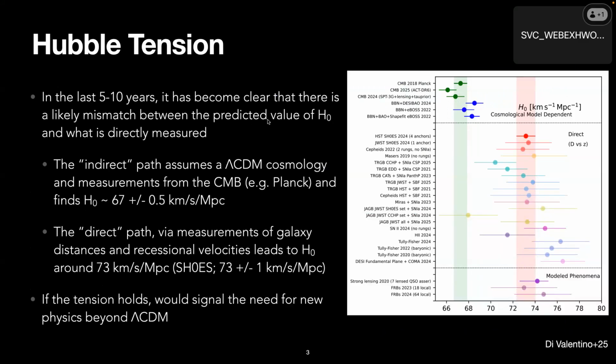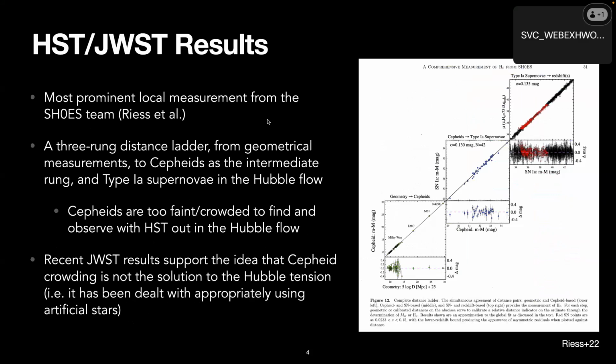And so talking about cosmic expansion, in the last 5 to 10 years, it's become pretty clear there's a mismatch between what is predicted by the early universe, if we assume Lambda-CDM cosmology and combine it with measurements of the cosmic microwave background, and the late universe, which is a sort of direct path using galaxy distances and recessional velocities. There's a 5, 6, 7 sigma, depending on who you believe, discrepancy between those values. And if that tension holds, it would signal the need for new physics beyond Lambda-CDM, which is really exciting.